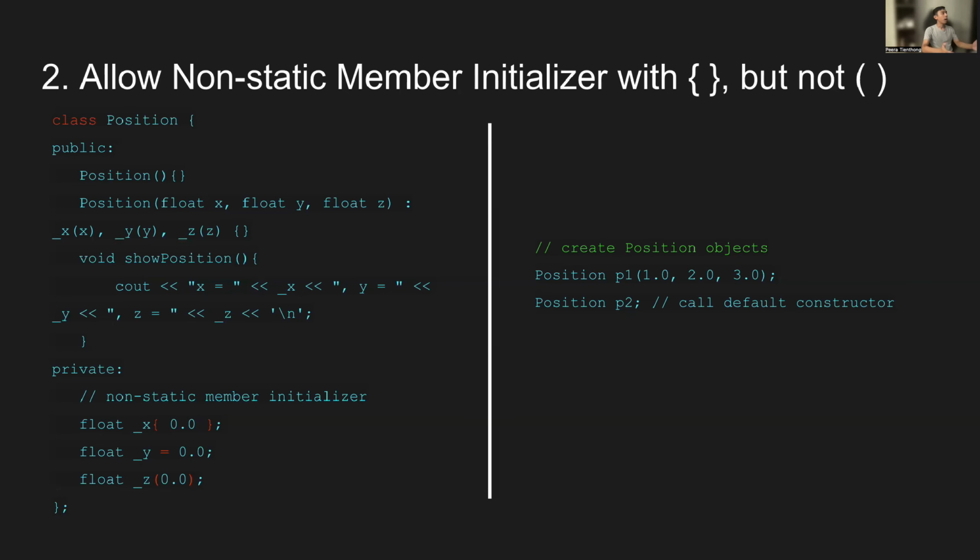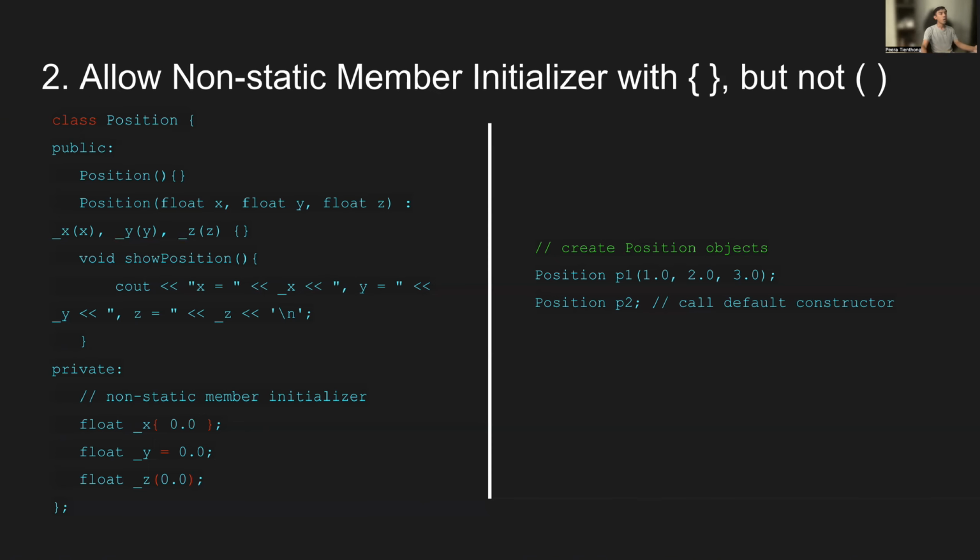So now go to the point number 2. Allow non-static member initializer with braces, but not parentheses. So let's see what I mean. In this example class position, I initialize 3 non-static variables, X, Y, and Z in the private scope. You can see I initialize 3 different ways: the first one using the braces, the second one the copy assignment, and the third one parentheses.